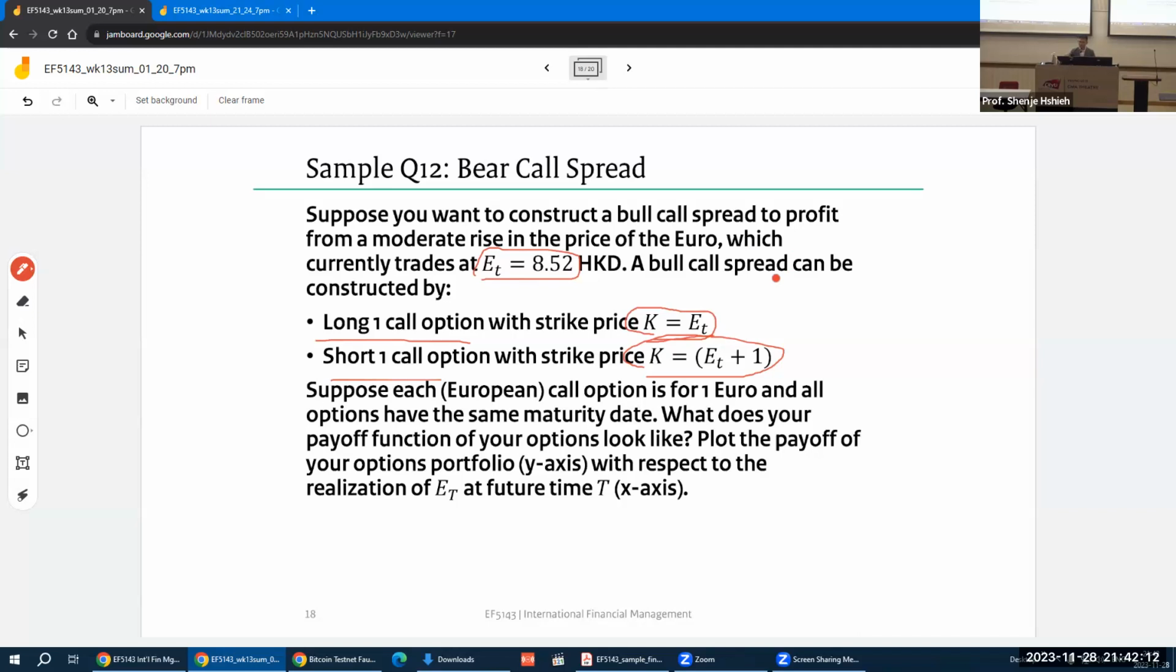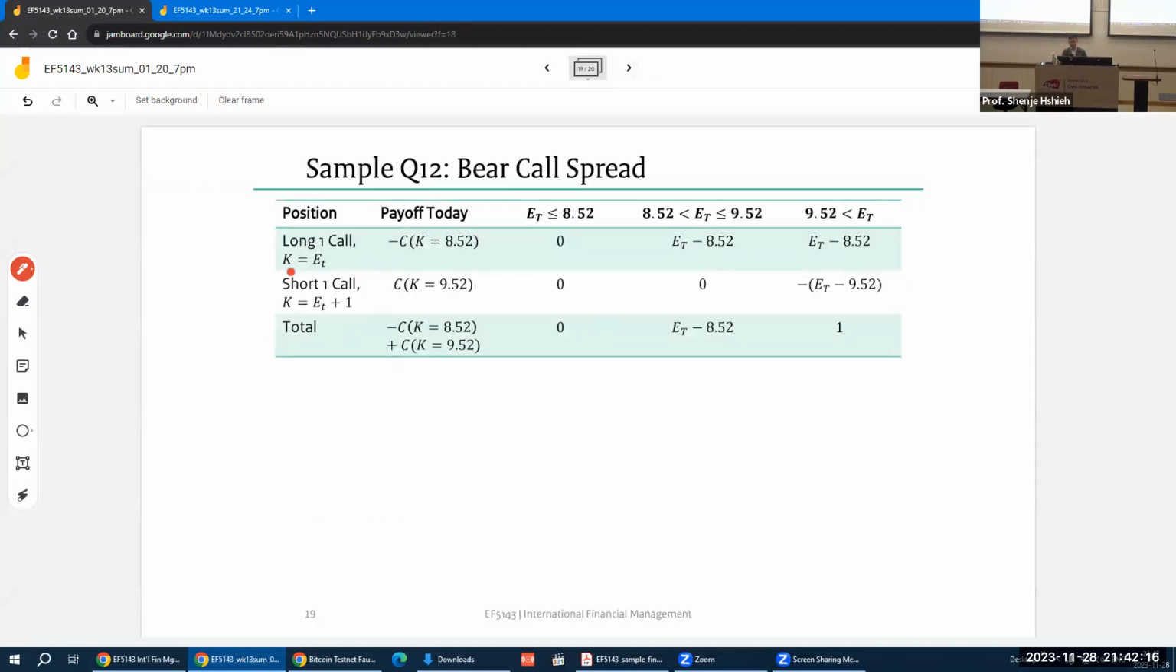And we're going to do a payoff table and then plot it. Payoff table, long one call. That means minus, pay something today. And three scenarios: falls below the spot, falls between the spot and ET plus one, and it exceeds ET plus one. Okay, three scenarios. We get a positive payoff if it exceeds the spot, right? In this case.